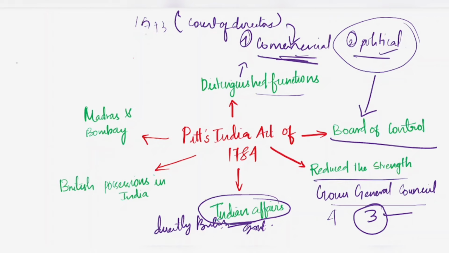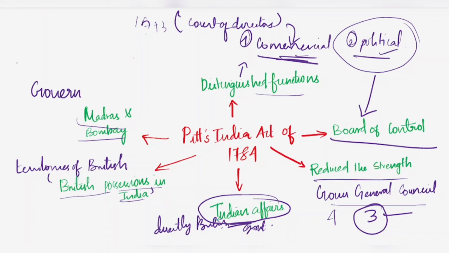And the next thing is, from now onwards they called the territories of the British in India as British possessions in India. That means the territory of the British. From now onwards the territories were called British possessions in India. And the next point is Bombay and Madras, in the sense of a new posting of Governor's Councils.